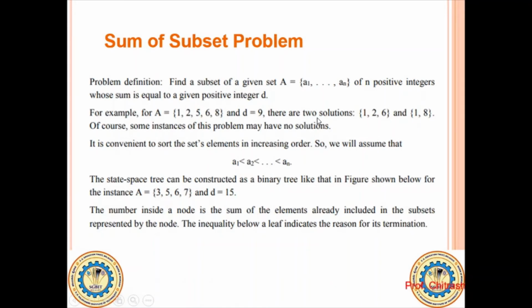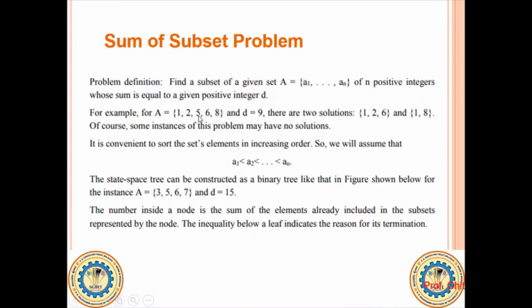Here you can see there are two solutions. Which components, when we add them, give us the sum as 9? First we take 1. Next you take 2. So 1 plus 2 is 3. Next you take 5. 3 plus 5 gives us 8. Then 8 plus 6, no, it is not giving us 9. It is becoming more than 9. So let's leave the 6.